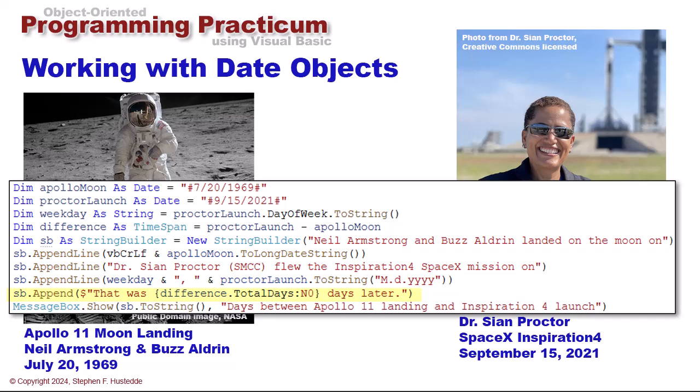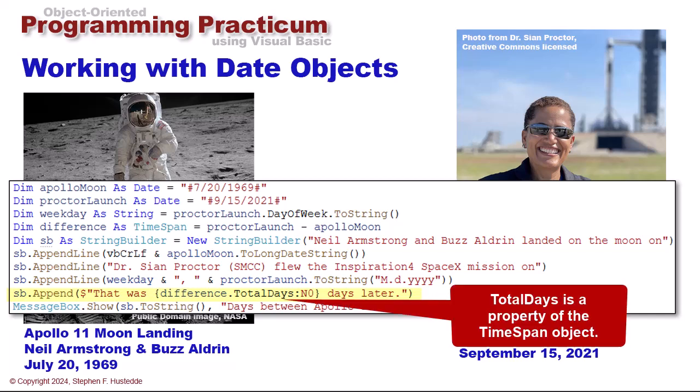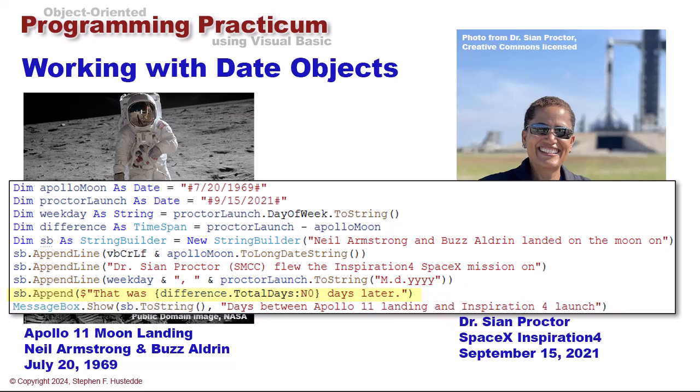And then I appended "was", and I took the difference's total days and formatted that as N0. It's an integer with no decimal, but I wanted to get the comma in there after the thousands place. That's why I did N0. And then I concluded that with "days later".